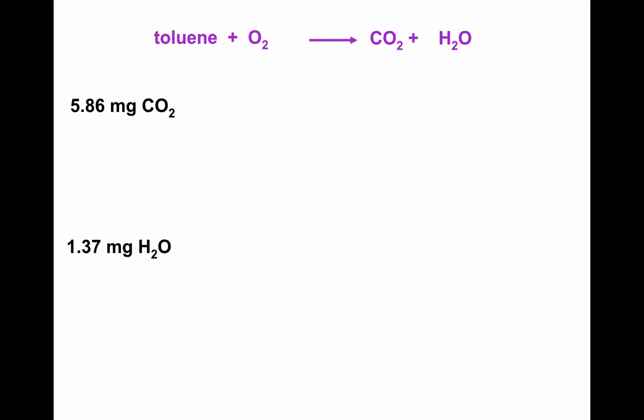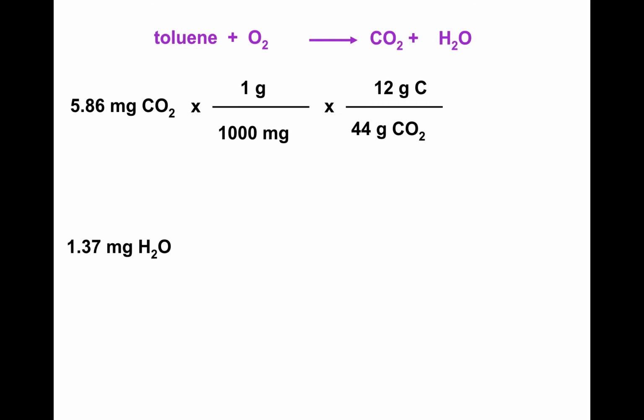Okay, so this is what we're starting with. We're burning this mystery compound toluene. In the absorber, I collected this much CO2. So the first thing is, let's get out of milligrams and get it to grams. Then I can use the molar mass of CO2 as a conversion factor to go from grams of CO2 to grams of carbon. Out of those 44 grams of CO2, 12 of those grams are carbon, right? For every 1 mole of CO2, you get 1 mole of carbon.